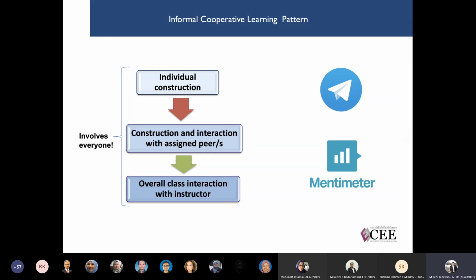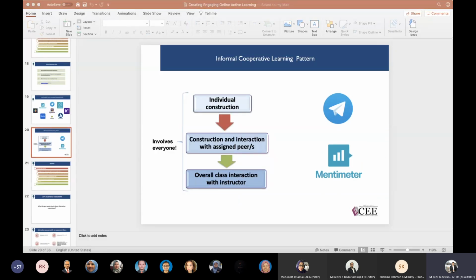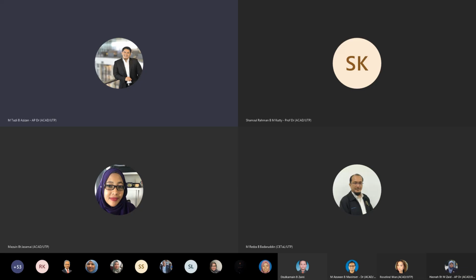But one thing I would like to share with you is that when I use Telegram for the session, Telegram is one interesting platform that you could use to engage with your students. Okay, so let me share the Telegram with you.